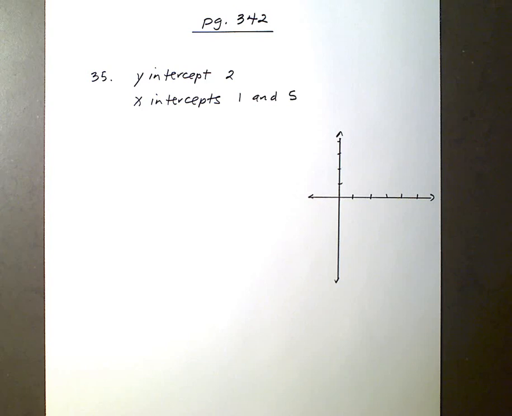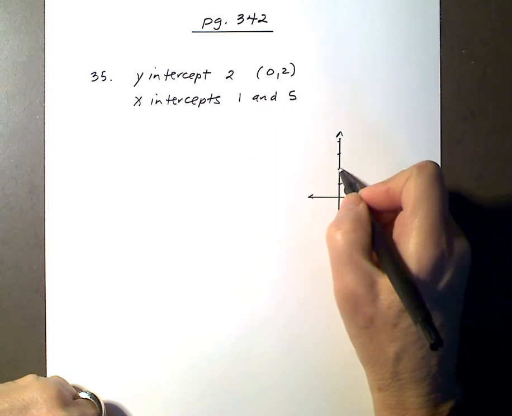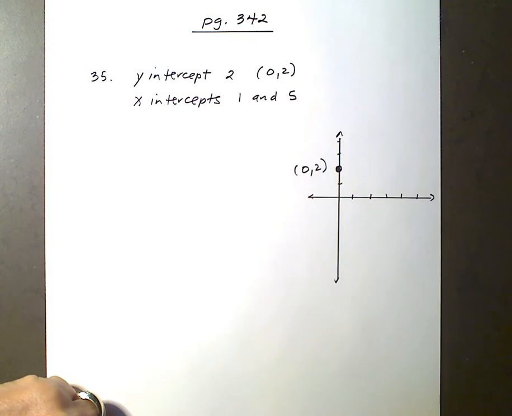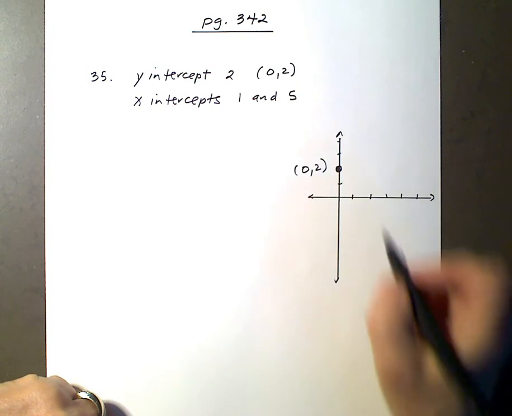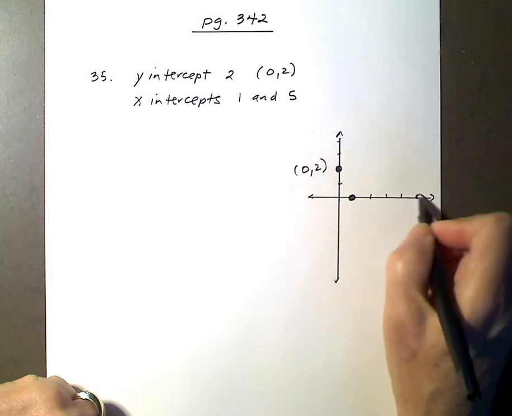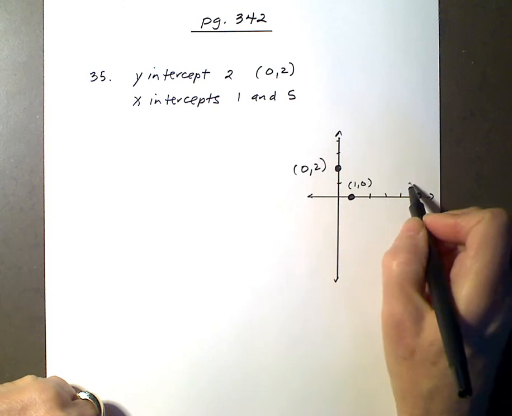Okay, this is number 35 on page 342, and in this problem we have to write an equation of the function that has a y-intercept of positive 2, so that would be the ordered pair (0, 2). So we know that that's a point on the parabola, and x-intercepts 1 and 5. So 1, 2, 3, 4, 5. So of course that's the point (1, 0), and this is the point (5, 0).